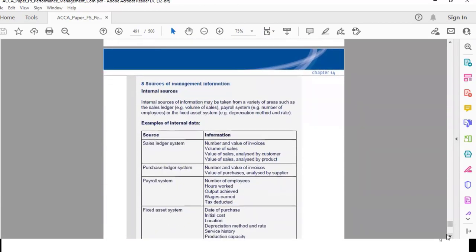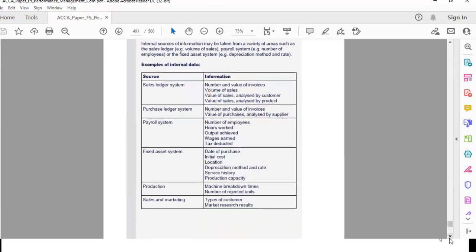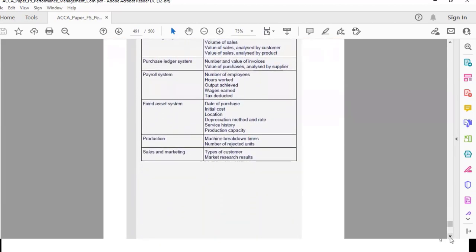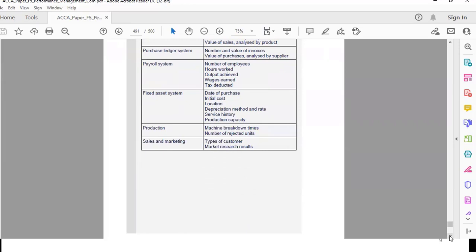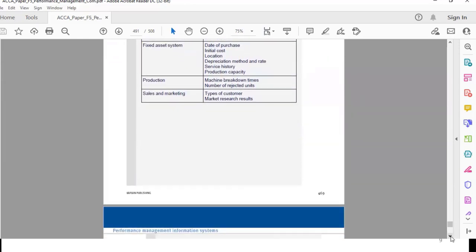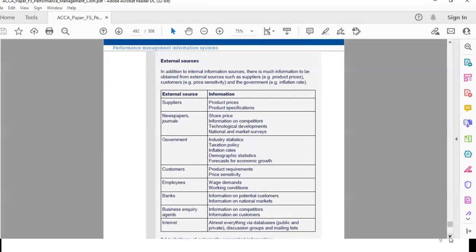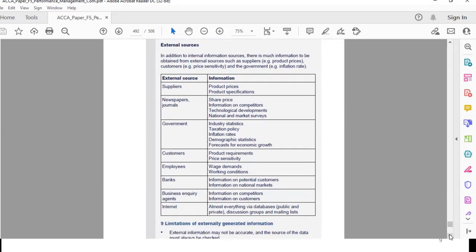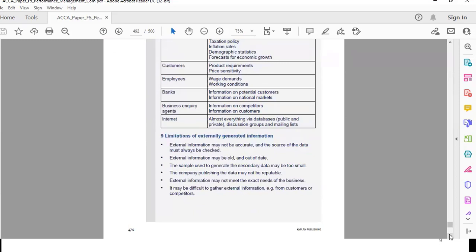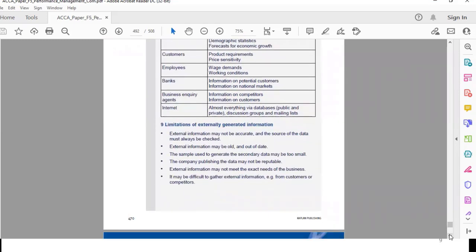Sources of management information, internal sources: sales ledger, purchase ledger, payroll system, fixed asset system. This is common sense in a way as well, because you will be getting the information either from the internal environment or the external environment. From the external environment, you can get it from the suppliers, government, newspapers, employees, banks, business inquiry agents. So this is something that goes without saying.